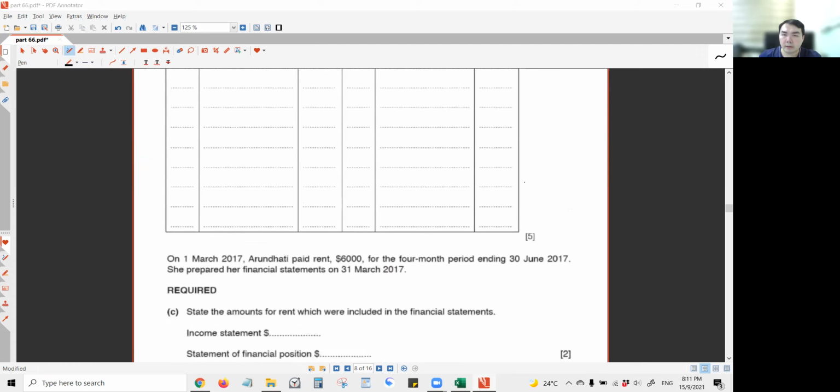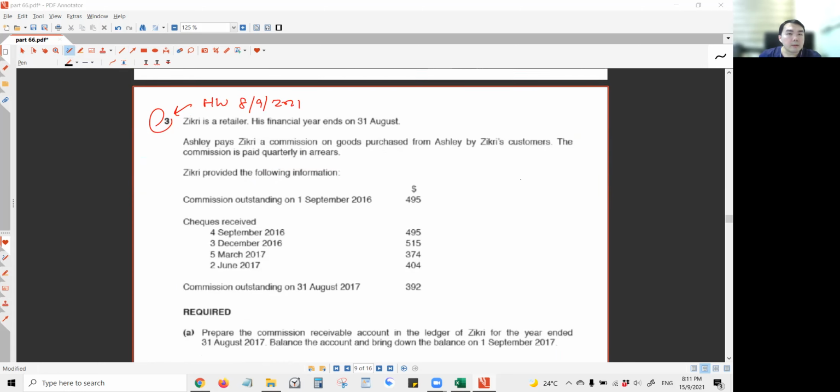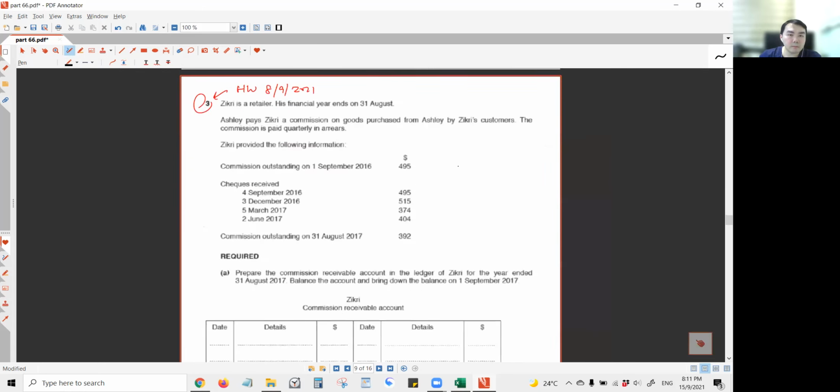This is not homework, right? Okay, not homework. Next homework is this one, Z3. Question A. Prepare commission receivable account. Once again, just a coincidence that you see two commission receivable consecutively. Two incomes here.